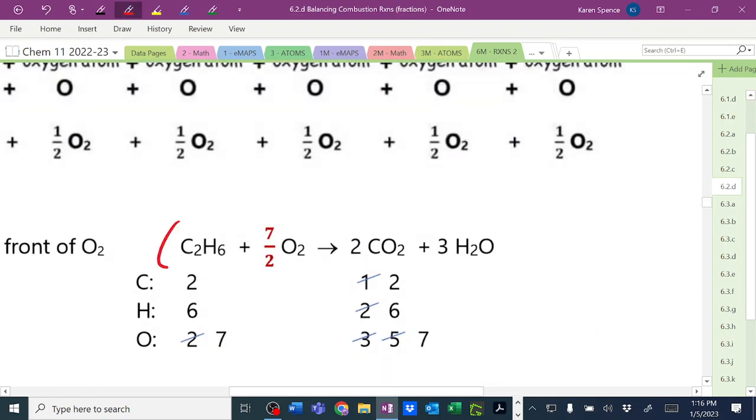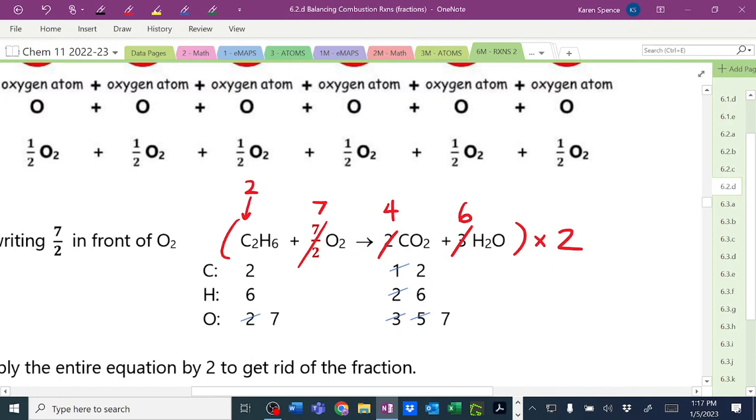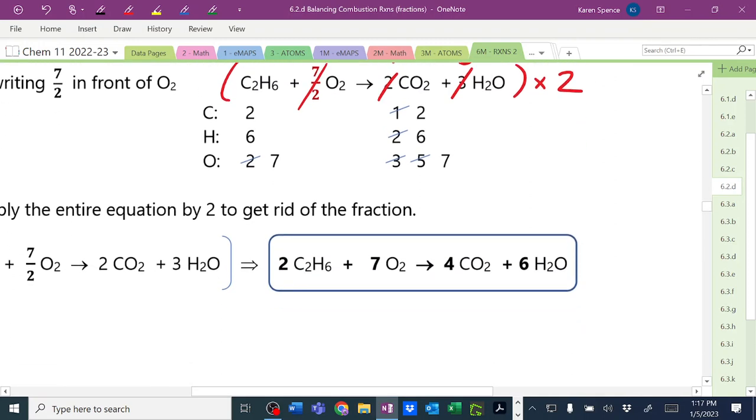So we're going to take this whole thing and we're going to multiply by 2. So what's the coefficient now going to be here? It's going to be a 2. This is going to become a 7. This is going to become a 4, and this is going to become a 6. And you don't even have to rewrite the equation. You can just cross them out and write them up top, and that's all good. Okay, so there we have it.